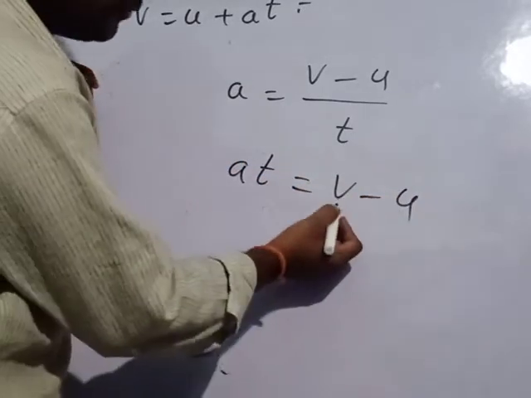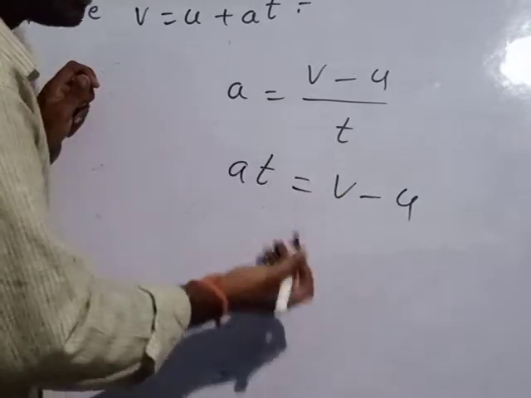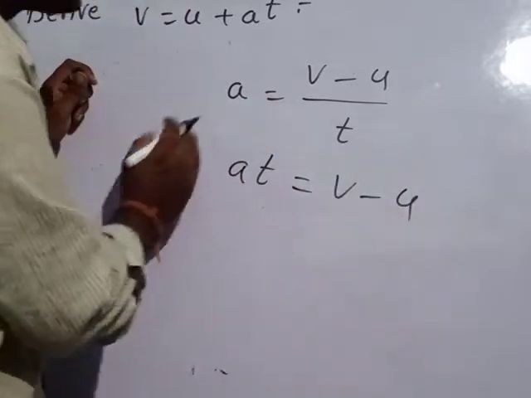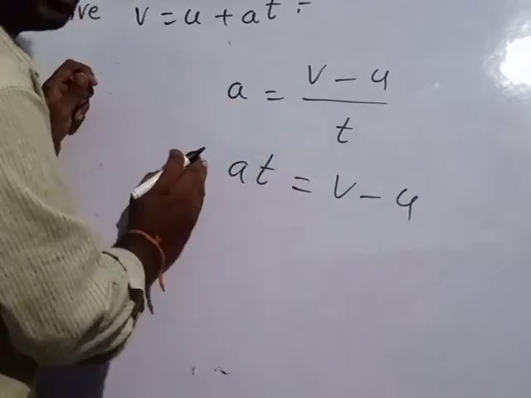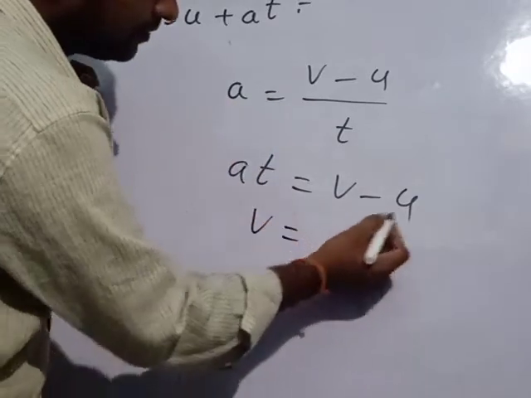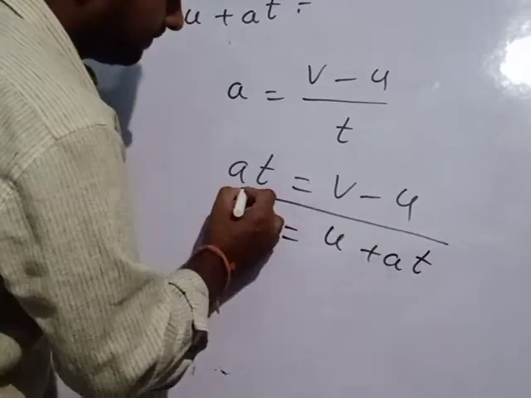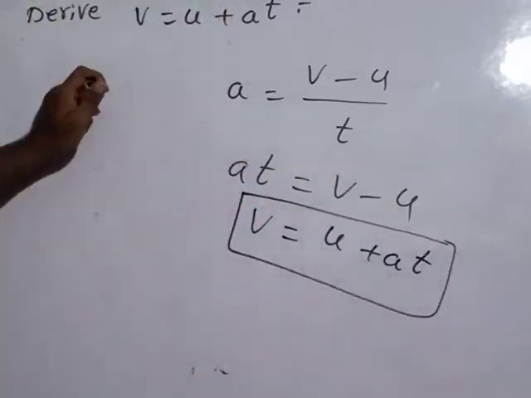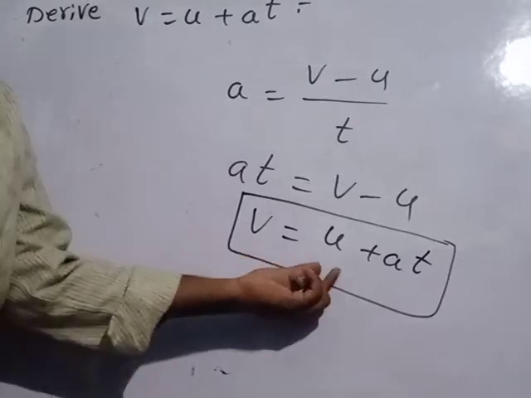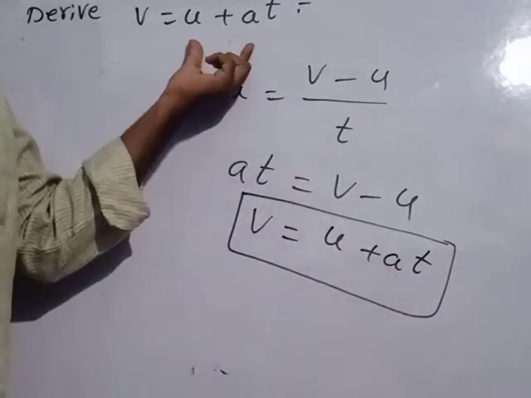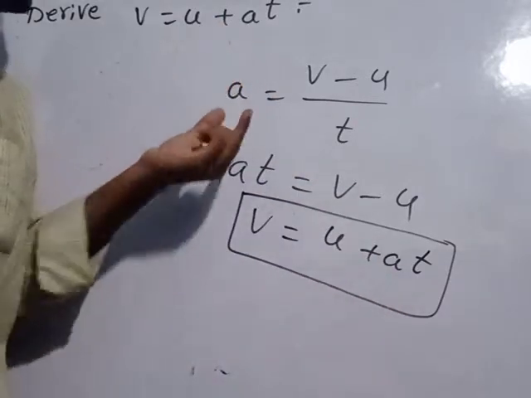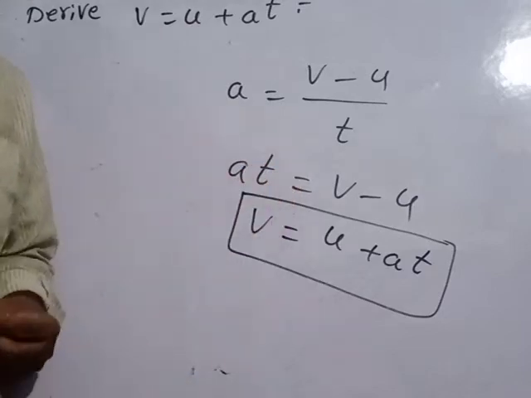But if you want the value of V, now transfer minus U to the LHS side. So it becomes plus U. So V is equal to U plus AT. This is the first equation of motion. Clear? So V is equal to U plus AT, according to the definition of acceleration. Clear, all of you?